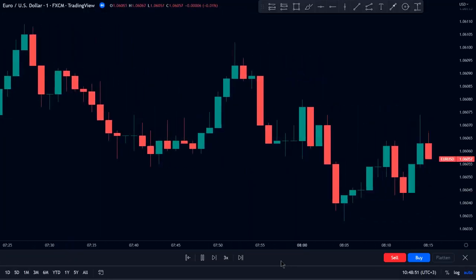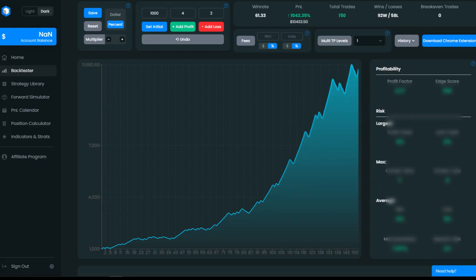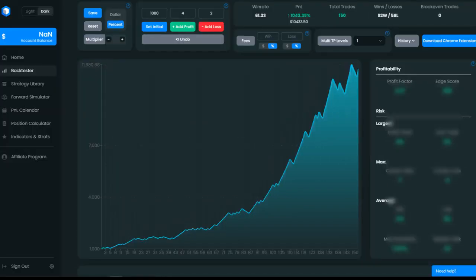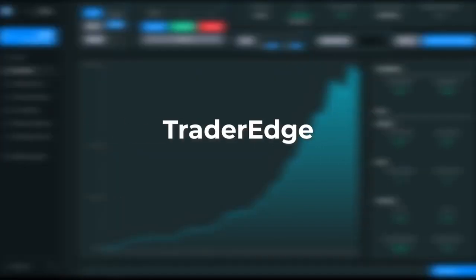Later in the video, we will also backtest this particular strategy 150 times using a risk-to-reward ratio of 1:2 on the 1-minute time frame. The backtesting software I'm gonna be using is called TraderEdge. I'll leave a link in the description.